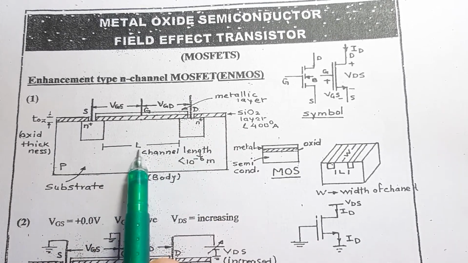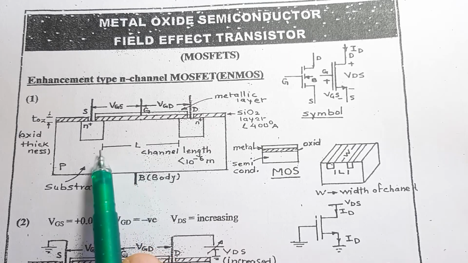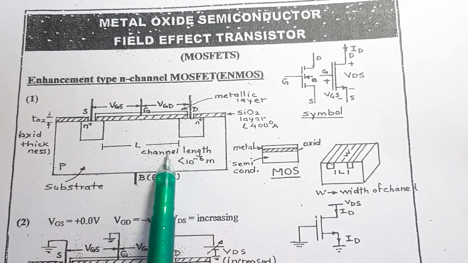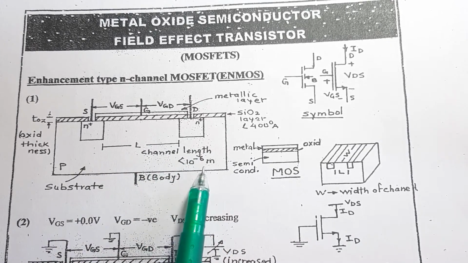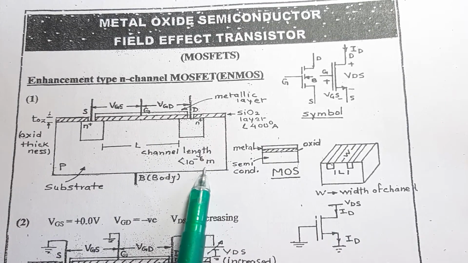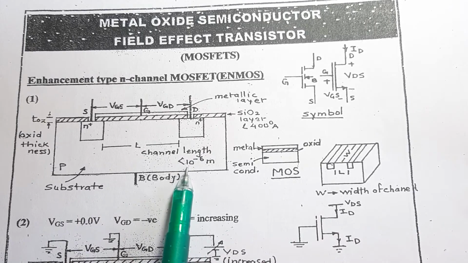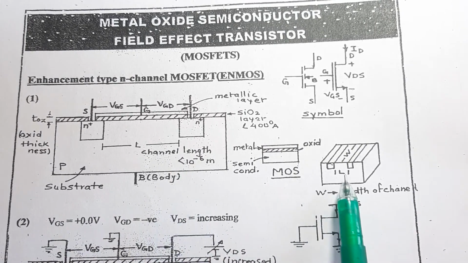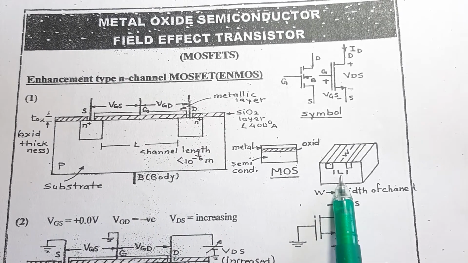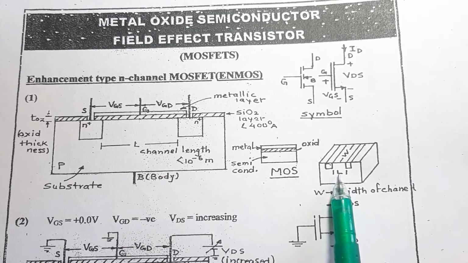So it is the capital L, the length between these two insertions, which is less than 10 raised to the power minus 6 meter, which is a tremendous job. Maintaining this channel length is also an important part. Now as you can see over here, this same L is being mentioned over here.